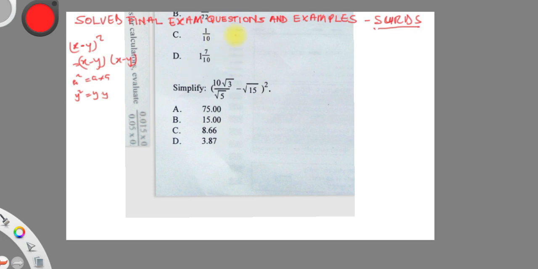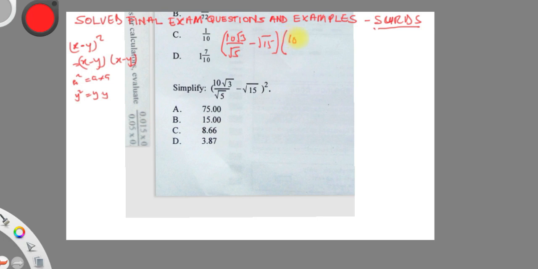Okay, so let's just come up here. We have 10√3 all over √5 minus √15, all squared. You don't have enough space, so let me write it straight away here. It means this is multiplying itself.